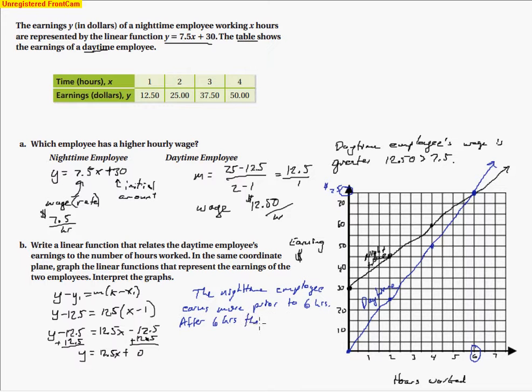the daytime employee earns more. And so that's what we end up seeing there. Let's take a look at the next problem here.